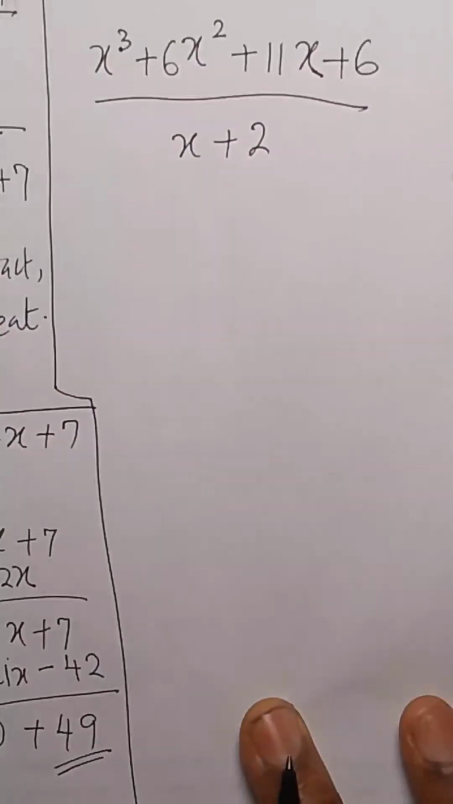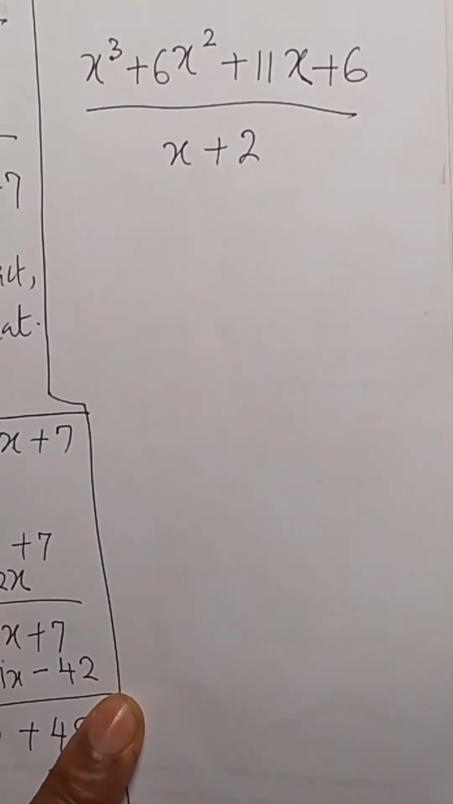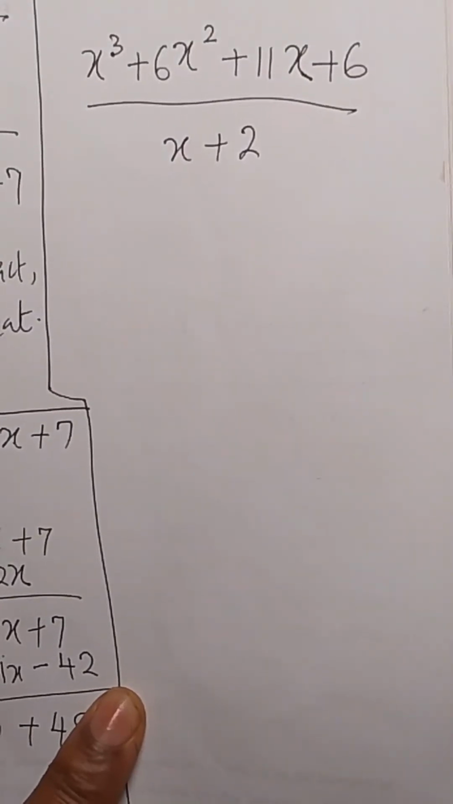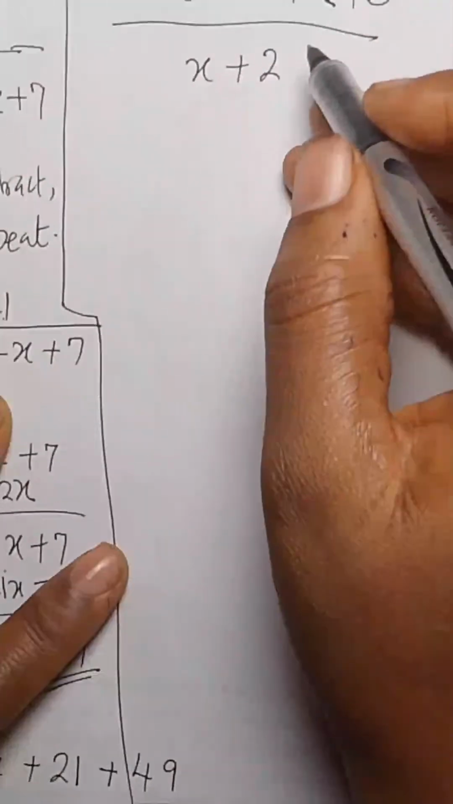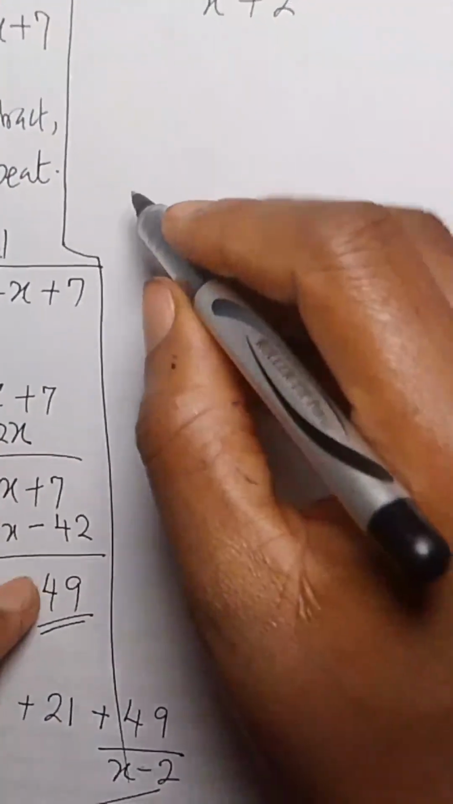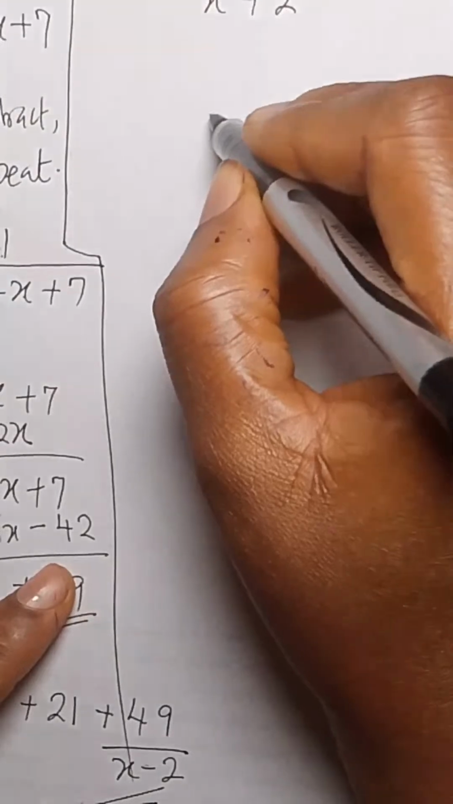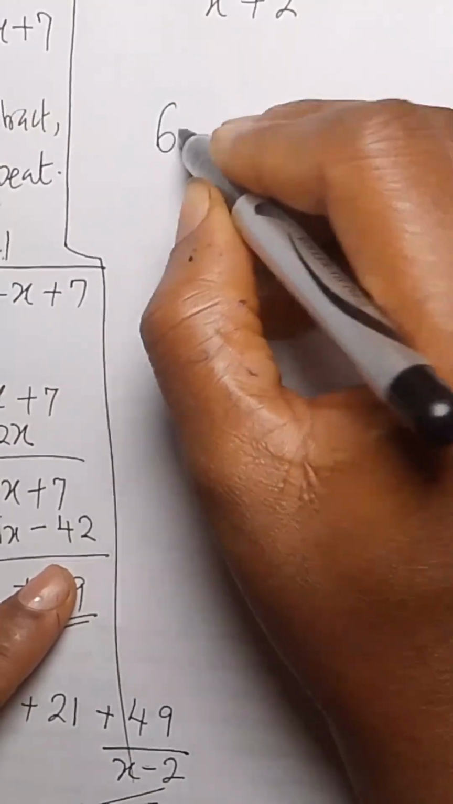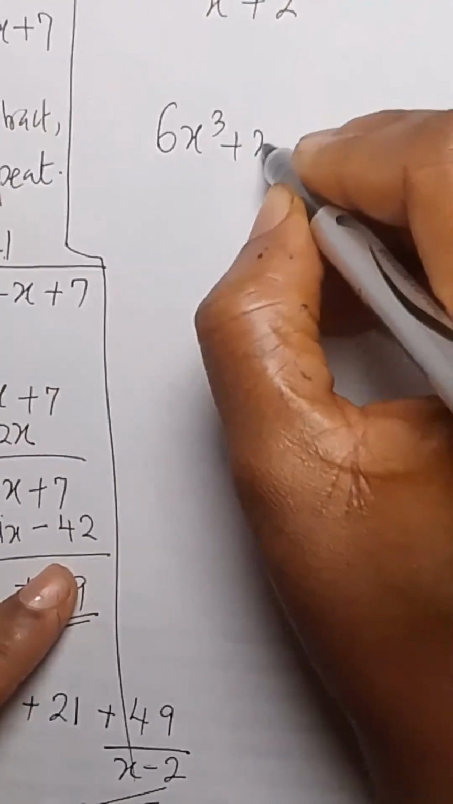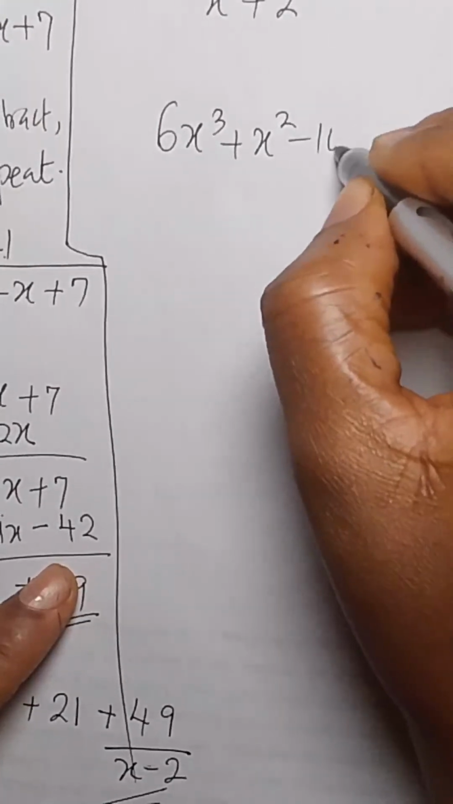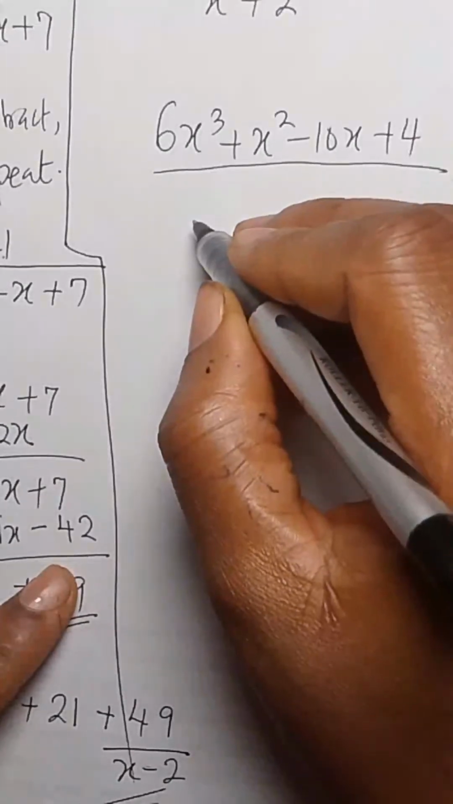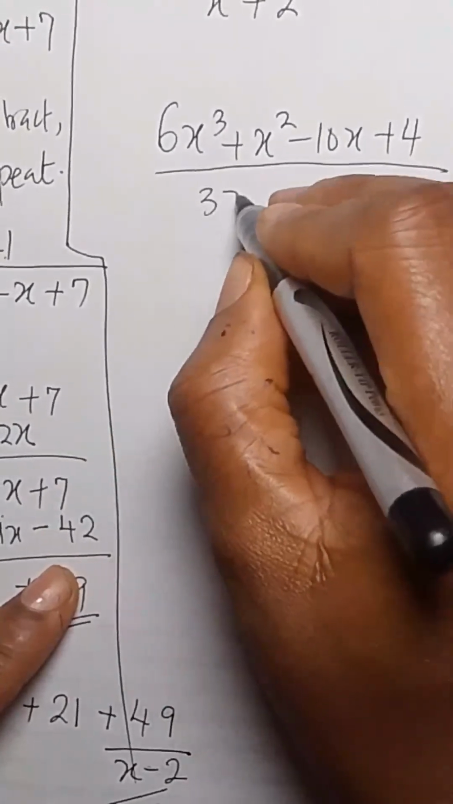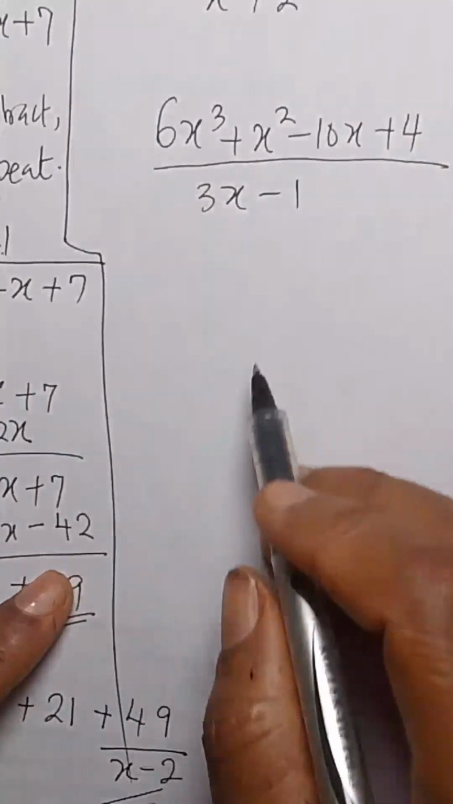Okay. I think I've done this today. Let me do something else. I've done this particular one today. Let me do something I've not done today. I think if you go through the class, you see this. Let me do the one I've not done today. So we have 6x cubed plus x squared minus 10x plus 4 all over 3x minus 1. Yes, I've not solved this.